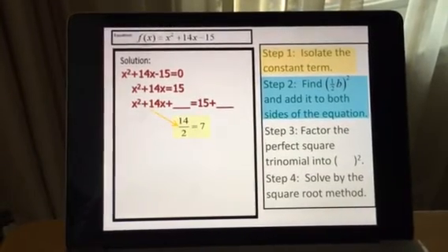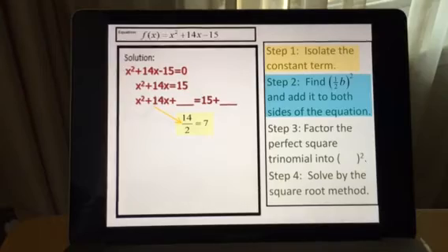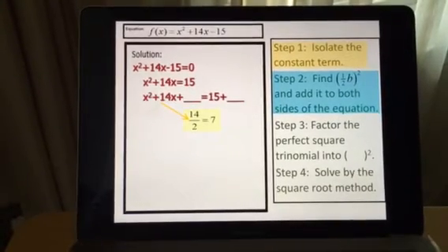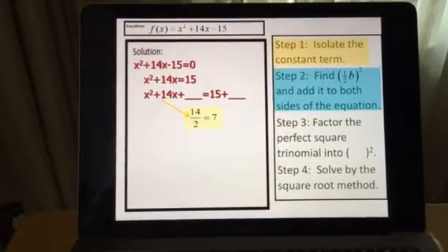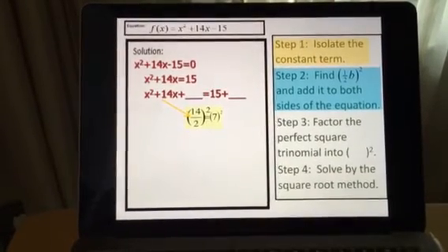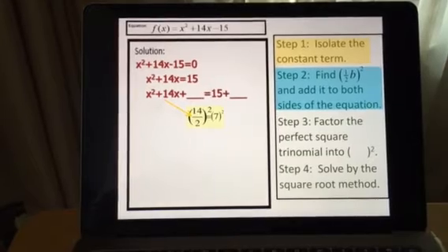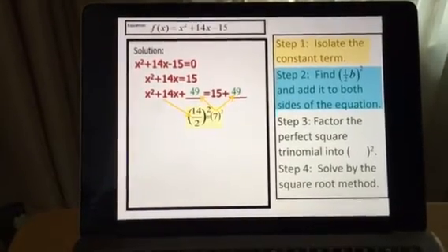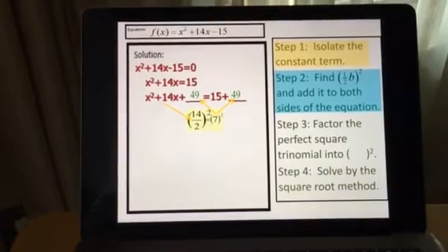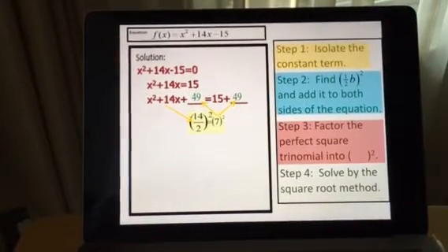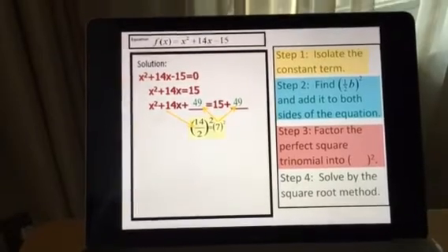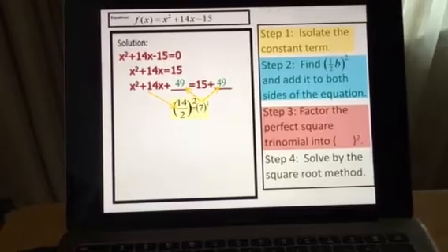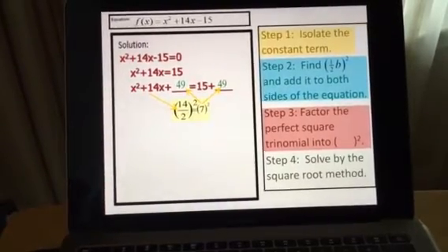So x squared plus 14x plus something is going to be equal to 15 plus something. So here we go. We're going to take half of our middle term, which is 7, and then we're going to square 7, and we're going to get 49. So I'm going to put 49 on each side because we got to keep our equations balanced.